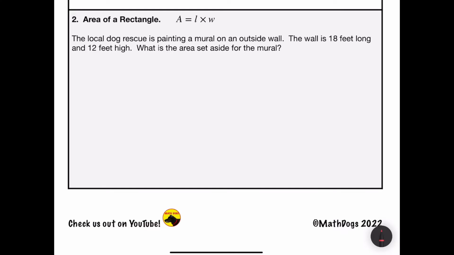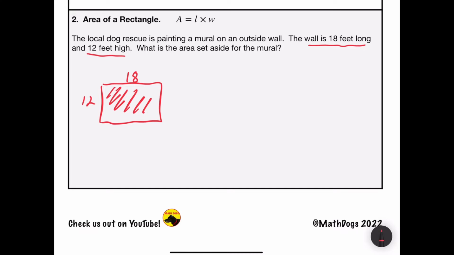Now in this problem they don't mention a shape, but it kind of gives me a hint by saying it's 18 feet long and 12 feet high. So I'm going to draw that in order to visualize. The wall is 18 feet long and it's 12 feet high, and when I want to find the area, I want to find the inside space. So my formula says area is equal to length times width.